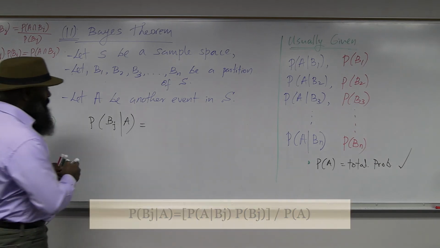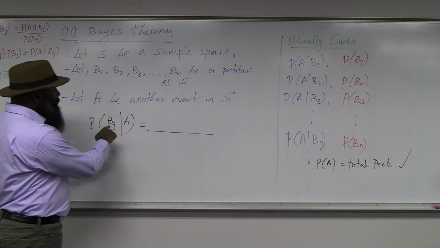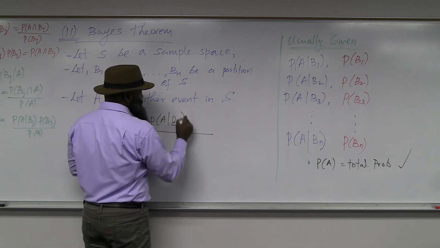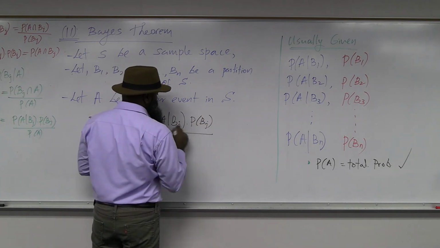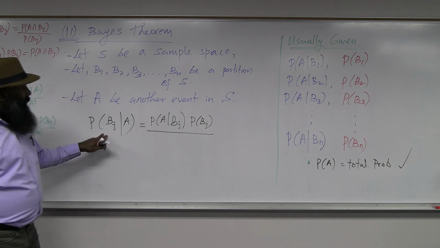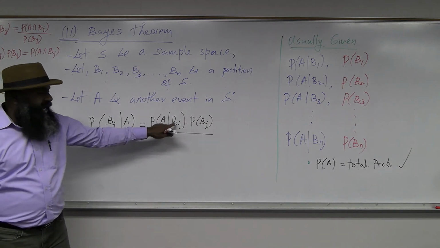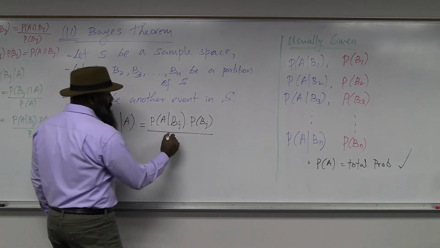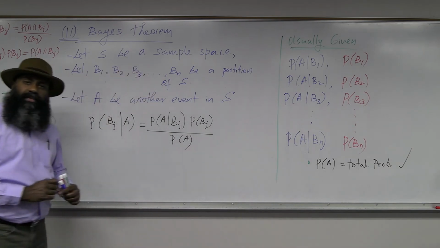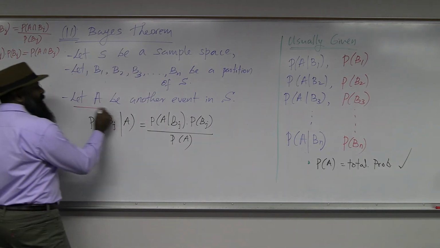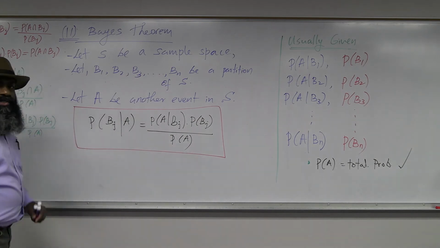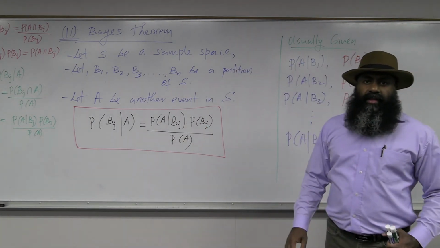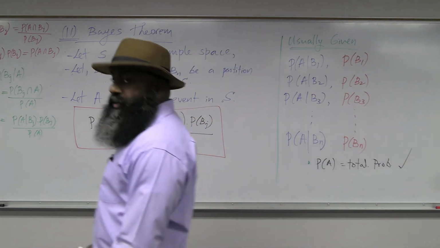So I will write down here. The numerator is, you flip these two, A given B sub J times probability of B sub J. Okay. So the numerator, I wrote probability of A given B sub J, just by flipping that, times probability of B sub J, all that divided by probability of A. Now that's it. That's the Bayes theorem. There's nothing to struggle. Even though there are many students who struggle with the Bayes theorem, this is it. Okay? Let's do an example.